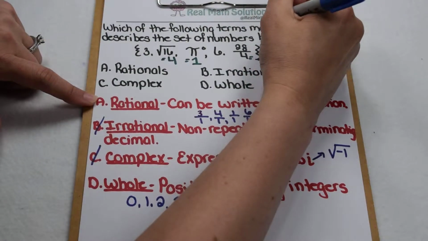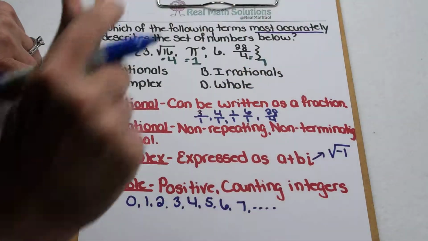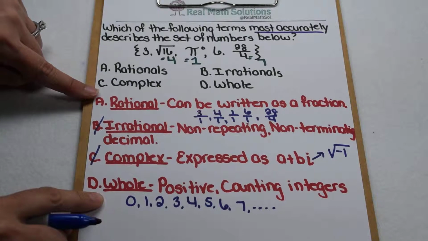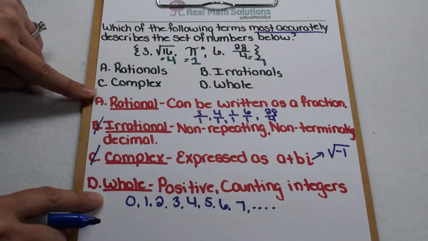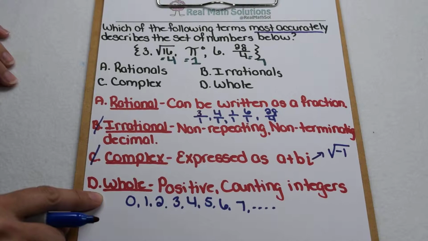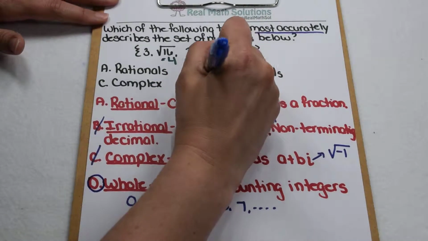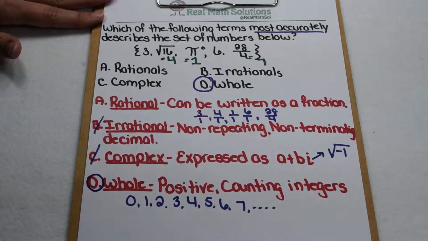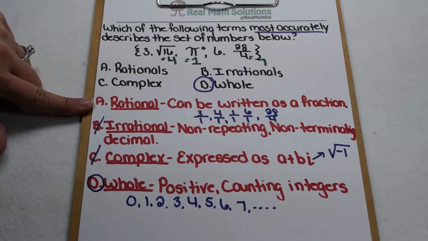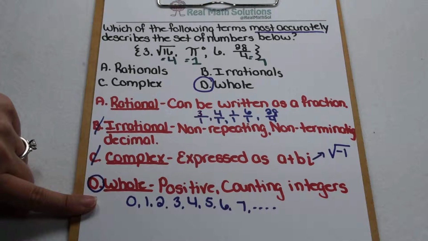So which one would be the most accurate? Well, whole numbers are a type of rational numbers because all of our whole numbers can be written in the form of a fraction. So the most accurate, or which best describes it, would be choice D. Our whole numbers would be the best description. Yes, all these numbers are rational, but more specifically, they are also whole numbers.